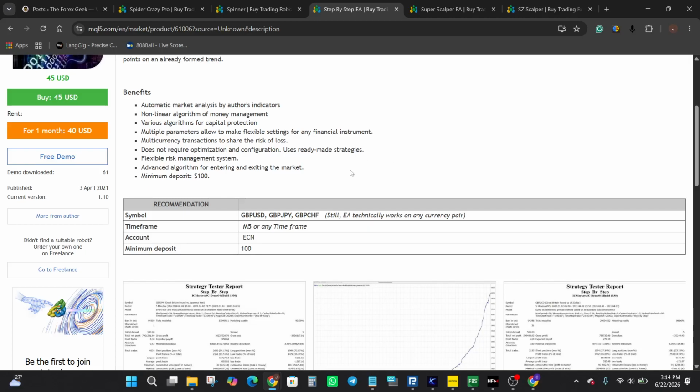Now, before moving into the backtesting section, let us just quickly look at the recommended setup. The developer specifically recommends GBP USD, GBP JPY, and GBP CHF. The preferred time frame is M5, although the page states that the EA can technically operate on any time frame. An ECN account is recommended and the suggested minimum deposit is $100.